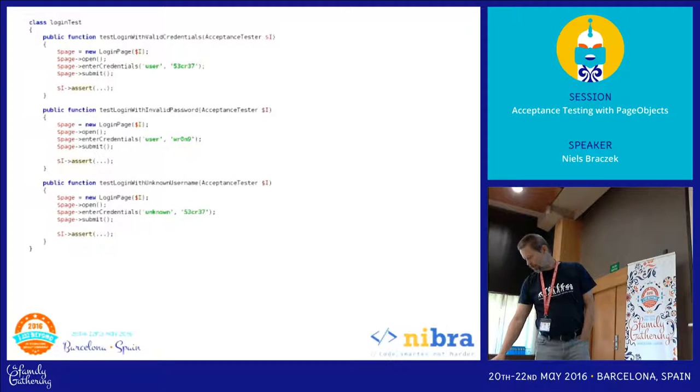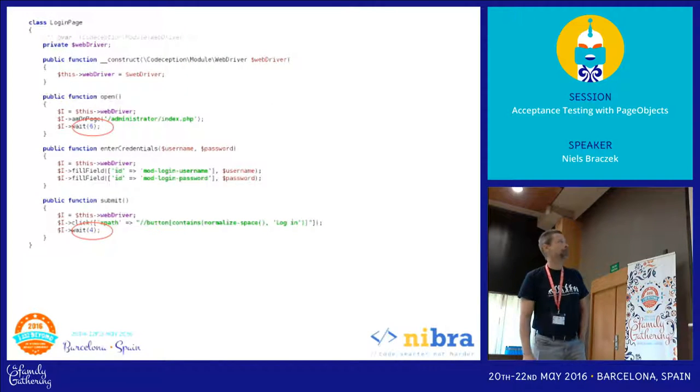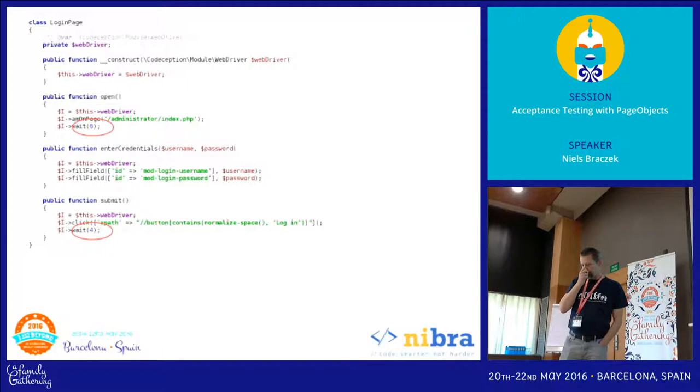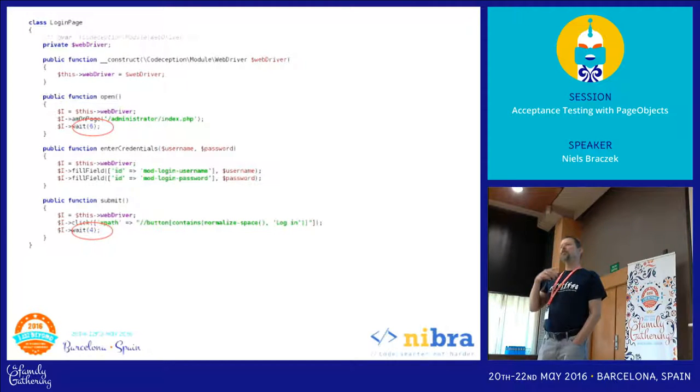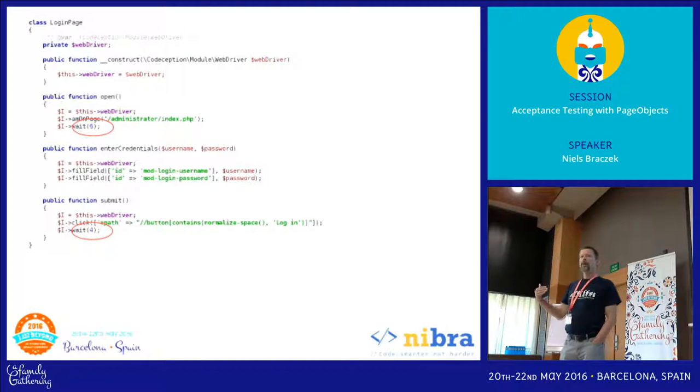But we get another problem. Now, okay, let's address this first. We have waited 6 seconds or 4 seconds. This is a value. It's big because we don't know exactly on which environment this is run, so we don't know how long it takes. But tests should run as fast as possible. So it's never a good idea to wait for a certain amount of time, because time doesn't matter on computers.